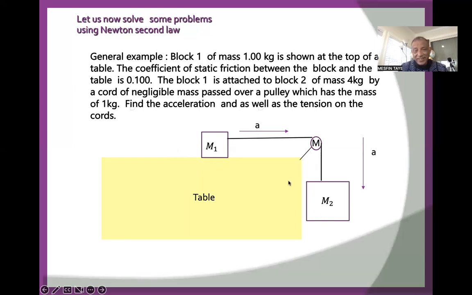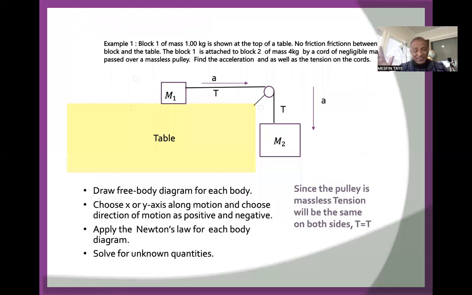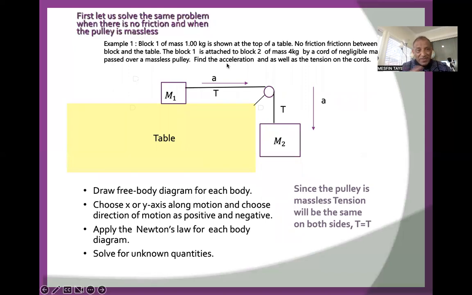And then this is under the influence of gravity, and M2 is going down. Because of that, M1 is going to the right, M2 is going down. Now, I will not directly solve this first. Look, what can I do? First, the same problem, the same setup, but let me assume there is no friction and the pulley is massless. So let me take it easy.